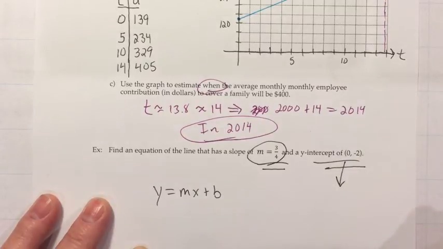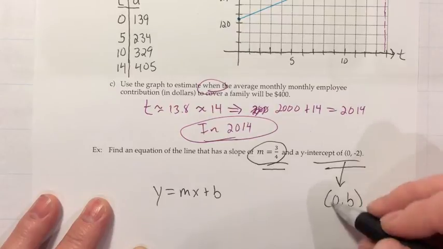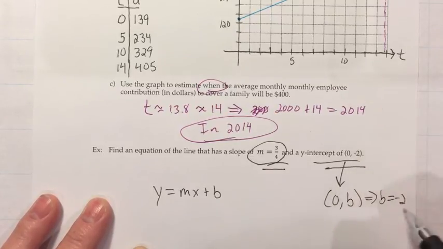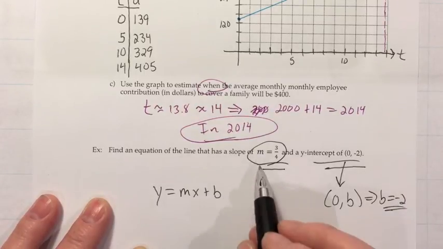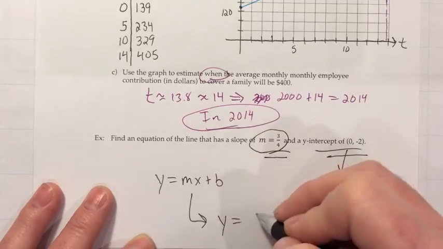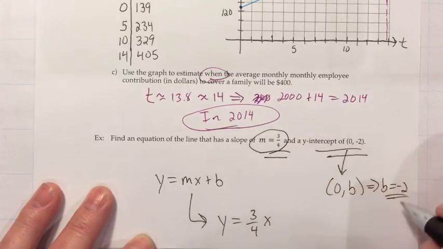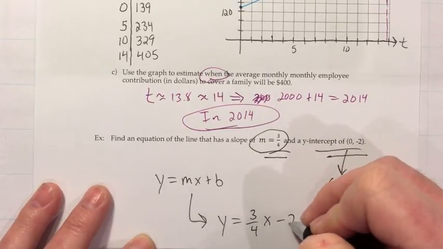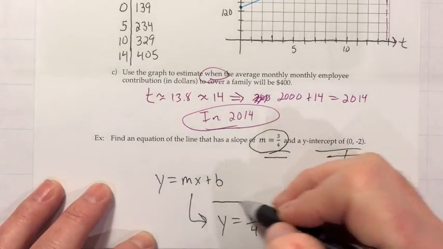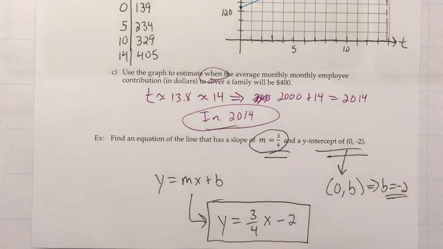This is almost telling you what b is, because remember, the y-intercept is (0, b). So the zeros match, so the b must be -2. So we had to think a little bit about what b is. They told us what m is, and now we just plug that into the equation. So y equals, instead of m, 3/4, keep the x in there, and then plus b, but it's a negative, so I'll write -2, because plus -2, if you simplified that, would just be -2. So there's the simplest form of finding an equation.